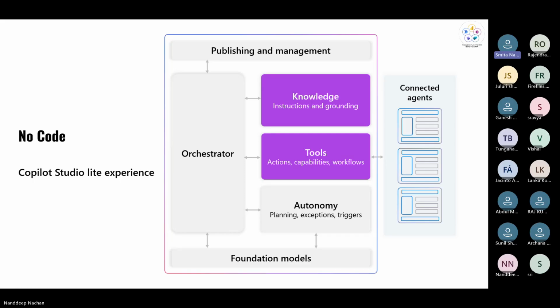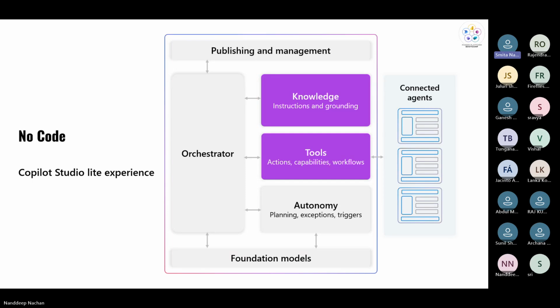Where you do have control is mainly in two areas. One is the knowledge and the second one is the tools. Let's talk about that. First we are going to cover the knowledge. The knowledge is where you define the instructions as well as the grounding. This includes telling Copilot how it should behave, what tone to use, and what information sources it should rely on, such as Microsoft 365 content or selected websites. This is how you make the agent relevant to your specific scenario.